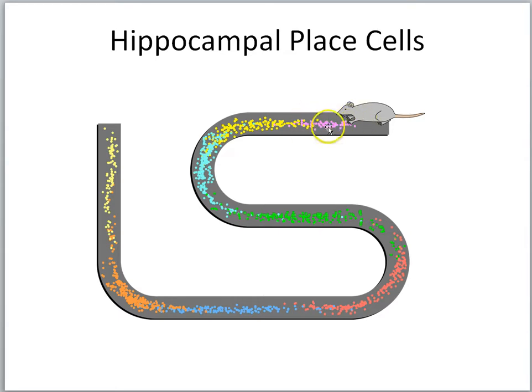So as the rat is in this location, there is one particular place cell that shows lots of activity. All the little pink dots would be action potentials by that place cell. As the rat moves on in the environment, a different place cell starts to fire. As the rat continues its journey, the colors here represent activity of different place cells. And so you see a given place cell is only responding at a certain location. As the rat moves to a new location, a different place cell responds. In a moment here, we'll take a look at a video of this process.